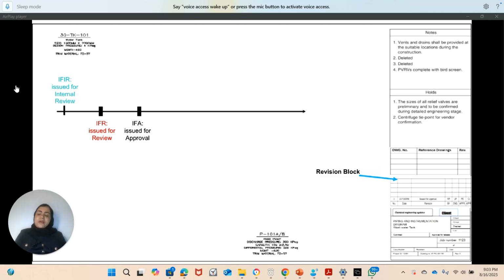Once you have got the markup, you have changed some of the comments that your client has provided, then in this case you will issue another P&ID, which is issued for approval. In this case, you are looking for the client's approval to finalize and approve the major elements within your P&ID. And at this stage, your client might come with further comments, things that they want you to change.